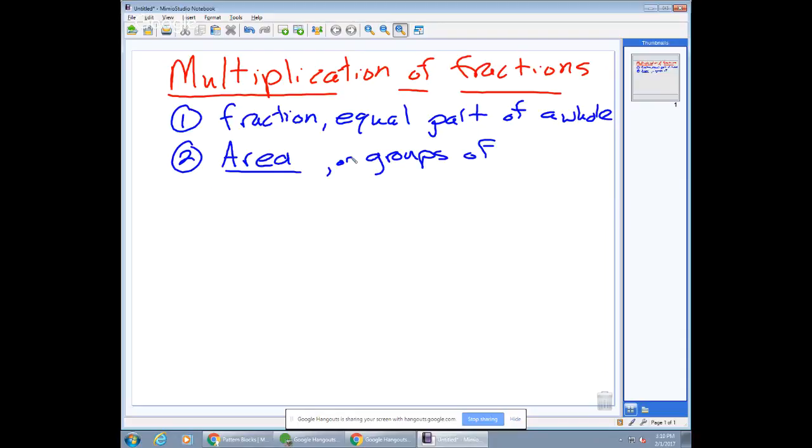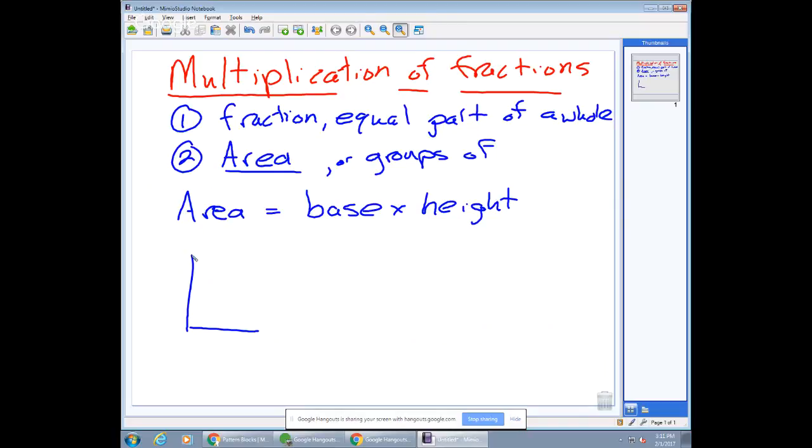So if multiplication is finding an area, area is generally considered to be base times height. We often call it length times width, right? But I always have a hard time when I'm drawing deciding which one should be the length and which one should be the width. Usually if we go with base times height, the base should be the bottom and the height should be coming up perpendicular to that, okay?